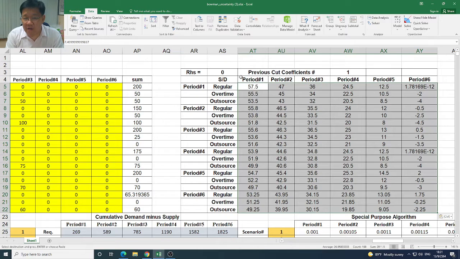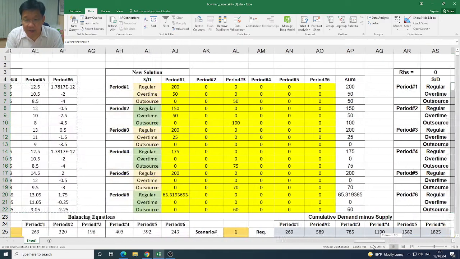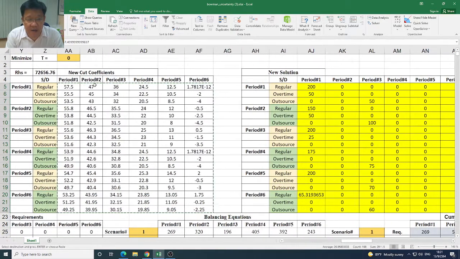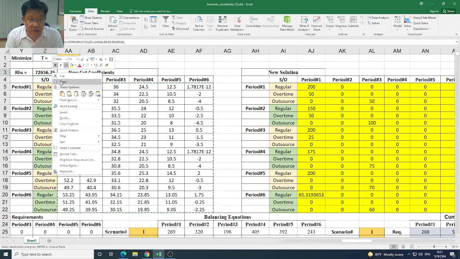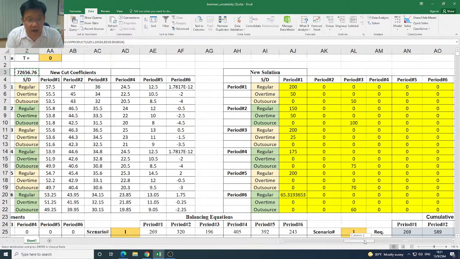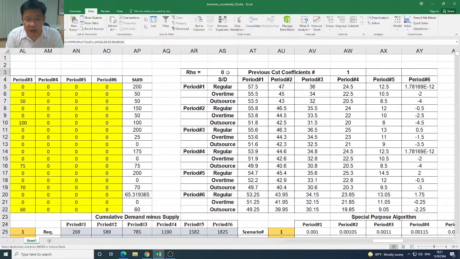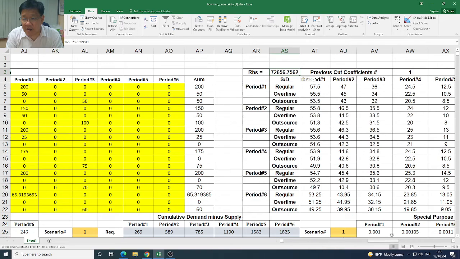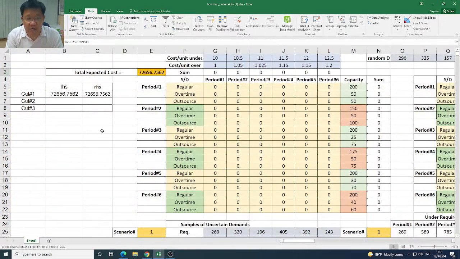So this is the old cut, including the right hand side. Your right hand side here, this is certainly going to change. You're going to copy it and just put it in here, just the value. So this becomes the previous cut, and you know that this previous cut, cut coefficient number 1 down here, will represent this cut constraint. But certainly this cut constraint will change later, so you want to put it in here first.